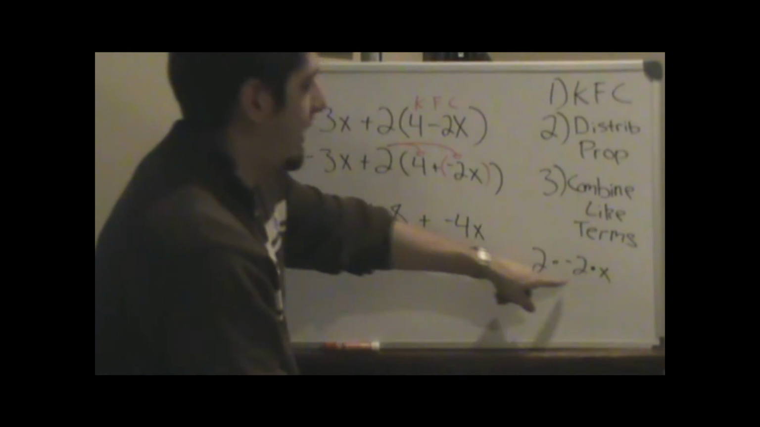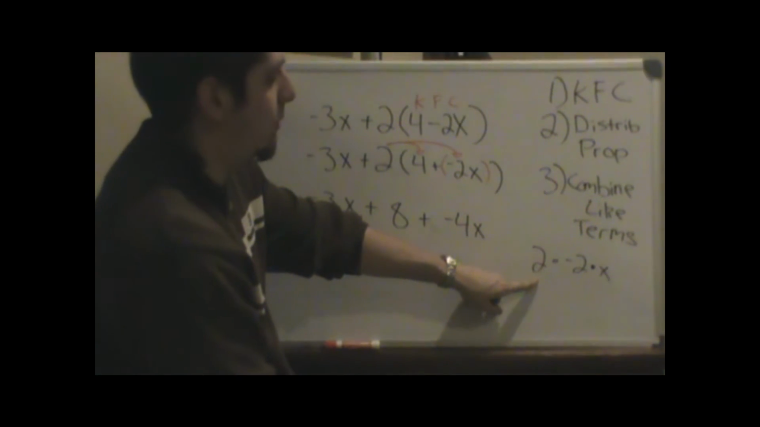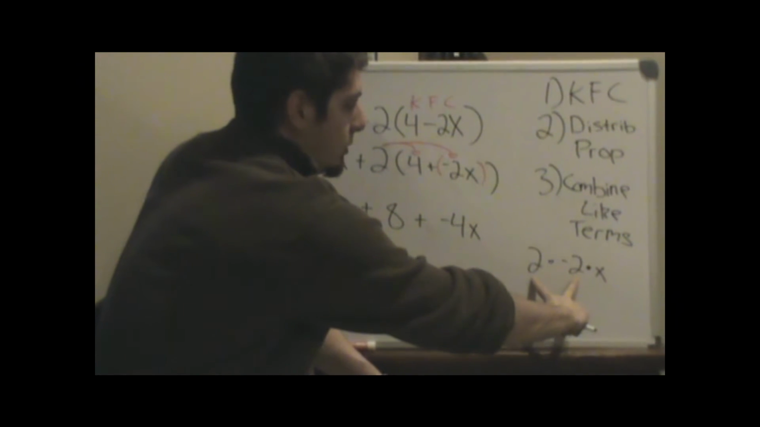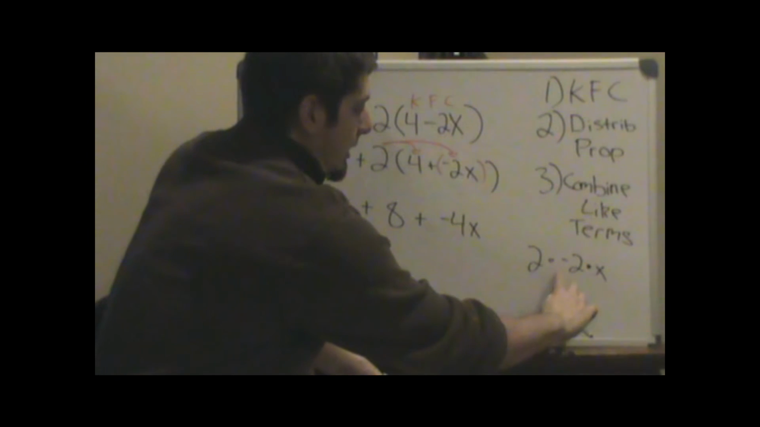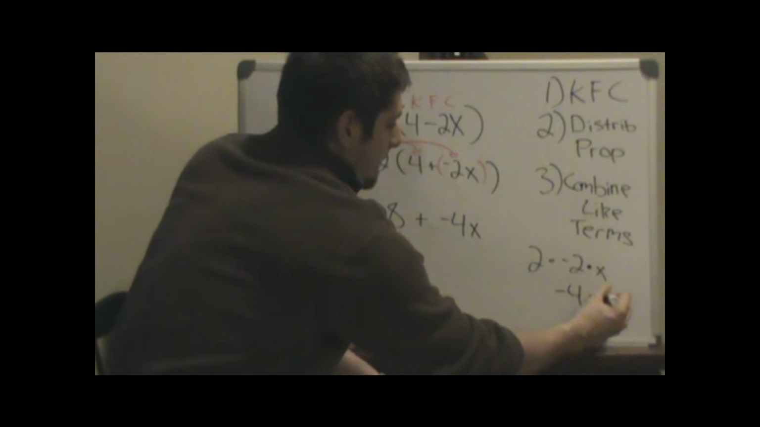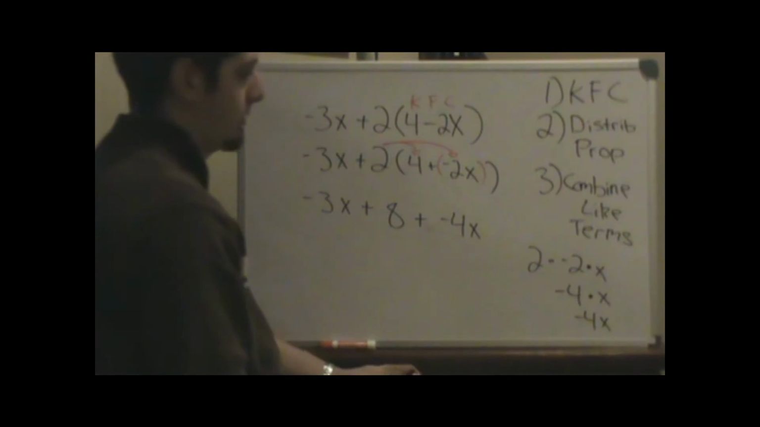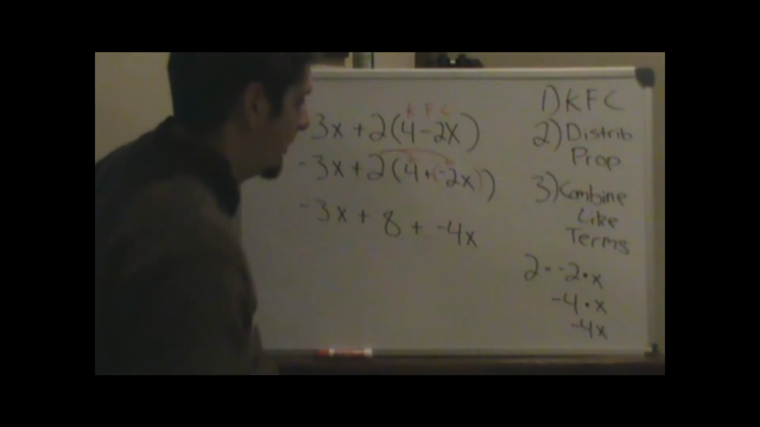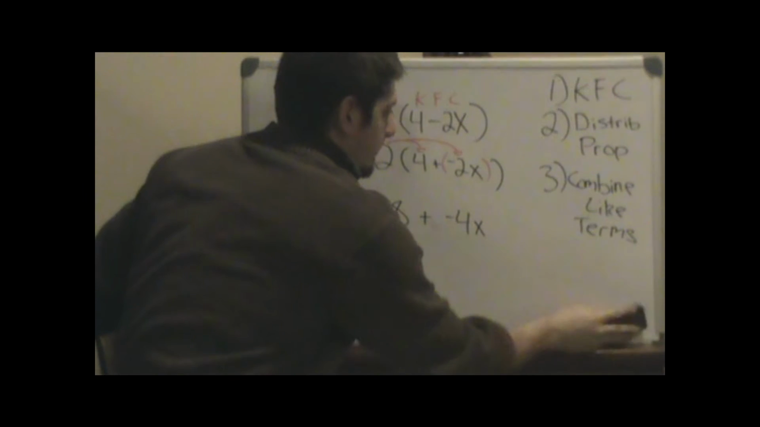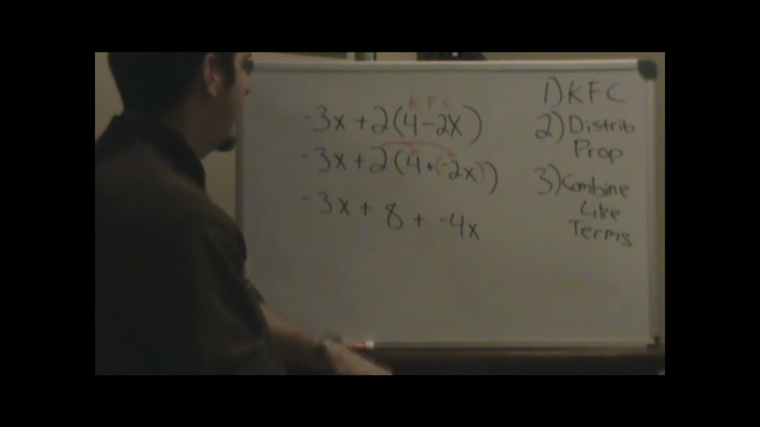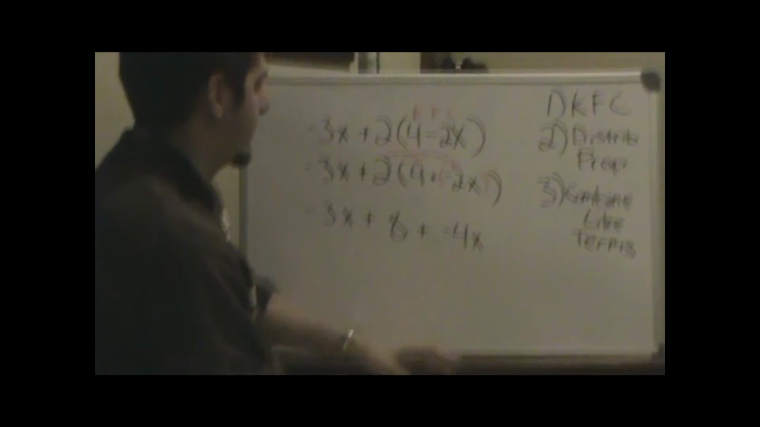We have all multiplication here, so I can do it in any order I want. The only two numbers that can be multiplied together here are 2 and negative 2. And 2 times negative 2 is negative 4. So you're left with negative 4 times x, which we like to write as negative 4x. At this point, I have completed steps 1 and 2.